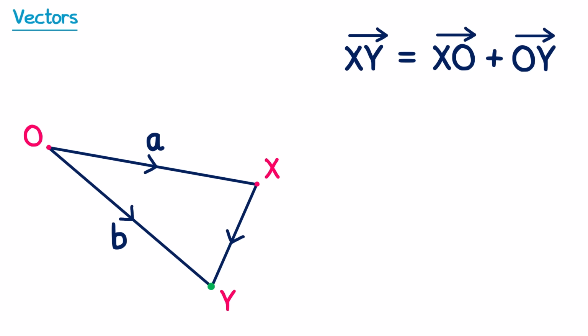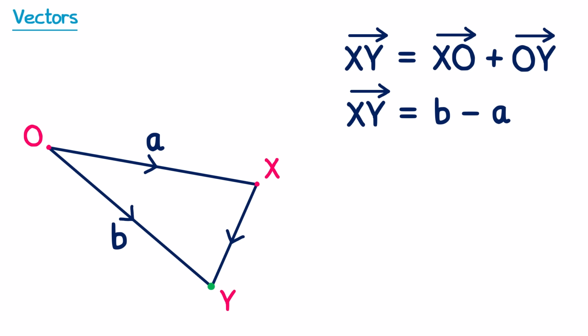Now we know what those two vectors are, so to get from X to Y, we're going to go from X to O first, and X to O goes in the opposite direction of that vector A, so it's negative A, and then we go from O to Y, which was positive B, so we add B. So the vector from X to Y is negative A plus B. Now some people will write this the other way around, it's considered slightly neater to write B minus A rather than negative A plus B.